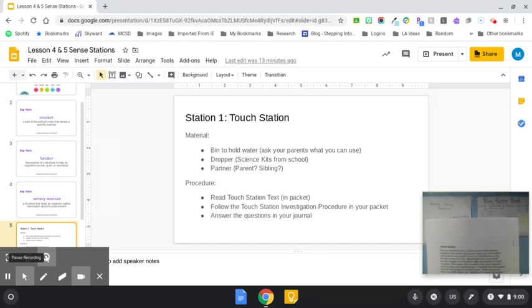So the text is going to tell you about what animal you're comparing it to. So for the touch station, you are comparing your sense of touch to that of a crocodile. So you would read this text about how a crocodile is able to sense touch, and then you would do this investigation. When you're done, you will answer these 3 questions in your journal.